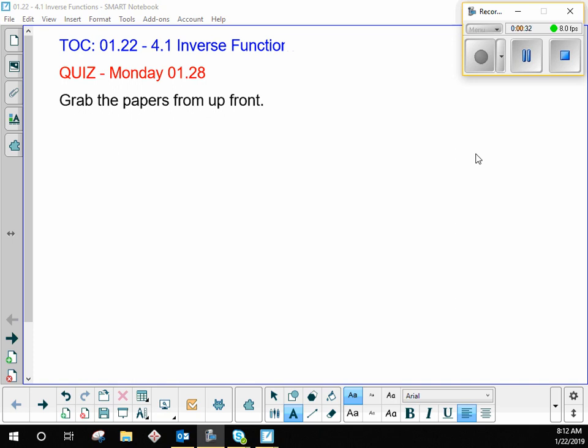So today is the first lesson of the unit. It's about inverse functions, because this whole unit will be talking about exponentials and logarithms, and they are inverses of each other. So this is a concept we will go back to frequently.